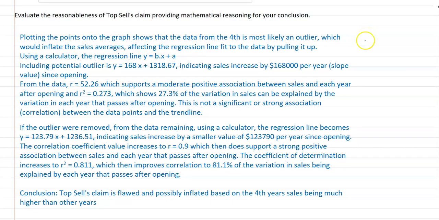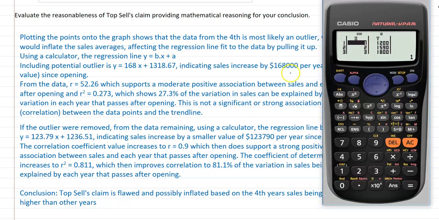Going on to evaluating the reasonableness of their claim, I'd just say something like plotting the points on the graph shows that the data from the fourth year is most likely an outlier, which would inflate the sales averages, affecting the regression line fit to the data by pulling it up. You could then prove that using your calculator. You could show the regression line in that y equals bx plus a format. Enter in your data, check that it's all correct.